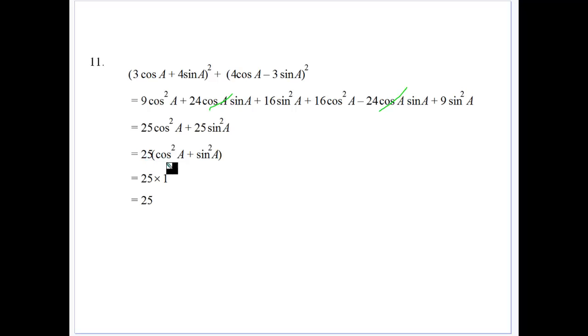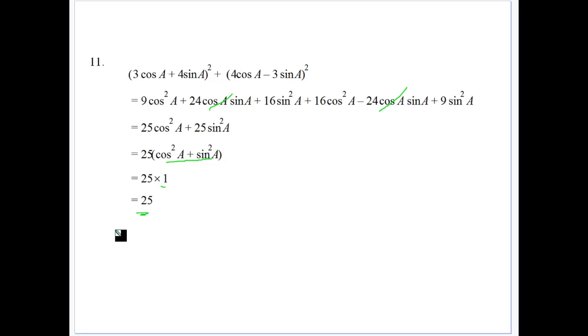Factorise our 25 out. Cos squared a plus sine squared a is 1. Very nice. We love it when we see that expression come up, because that comes down to 1 and simplifies a lot of our expressions very nicely. And that leaves us equal to 25.